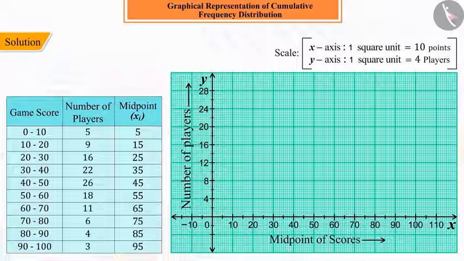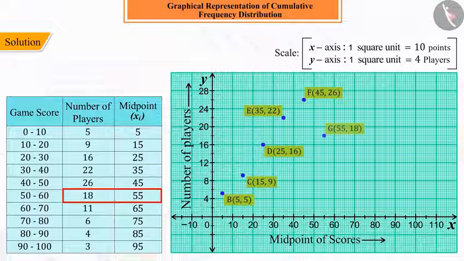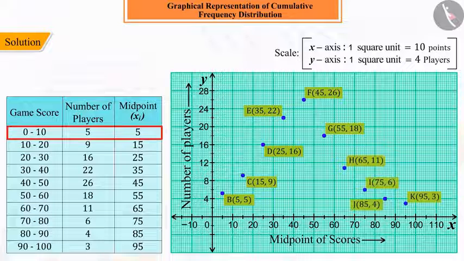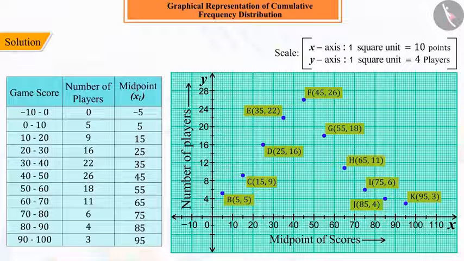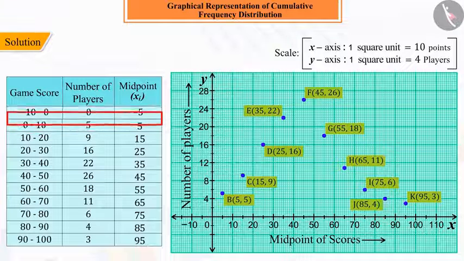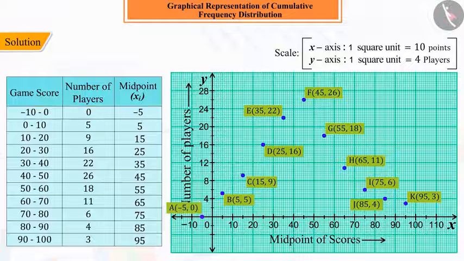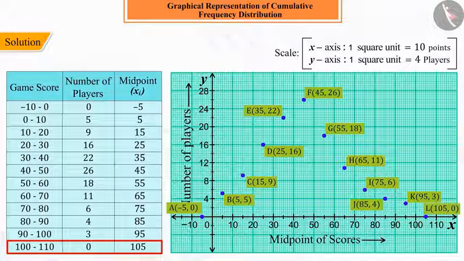Plot the corresponding points B, C, D, E, F, G, H, I, J, and K of the ordered pairs obtained from the above frequency distribution. But keep in mind that a point represents 0 frequency, which comes in the class -10 to 0, which is just above the 0 to 10 class, and the midpoint of that interval, that is -5. And also plot point L, that is (105, 0), that comes just after point K, that is (95, 3).